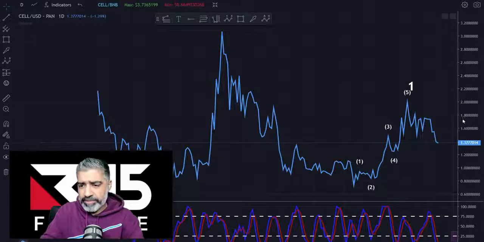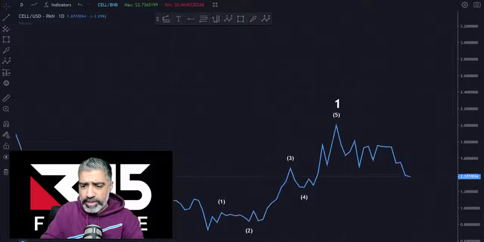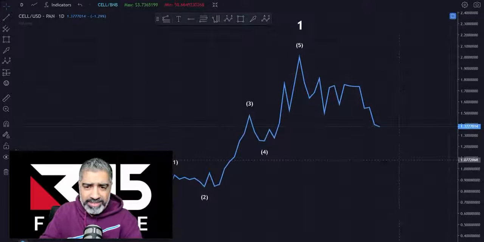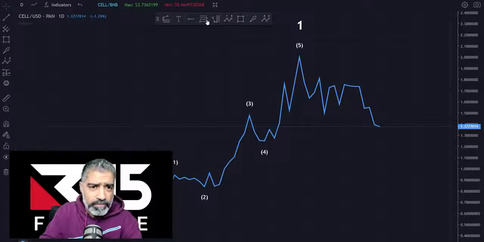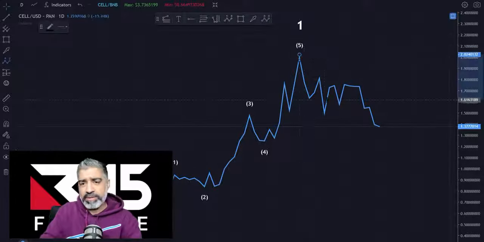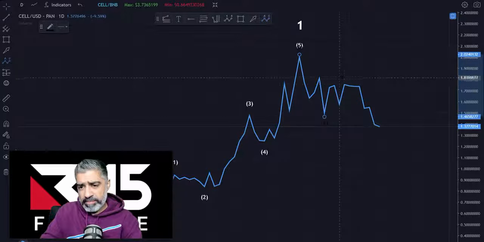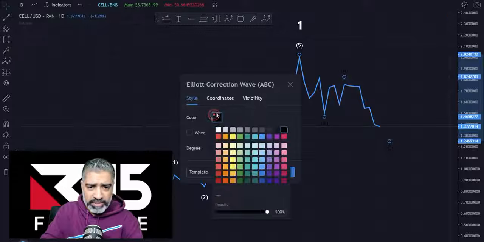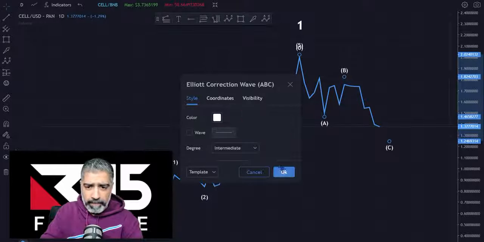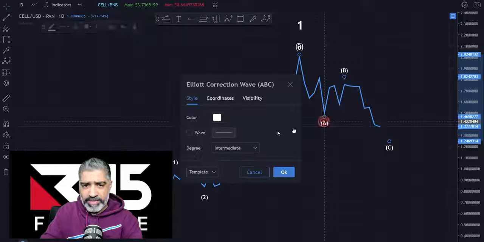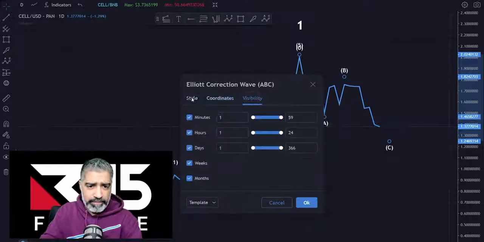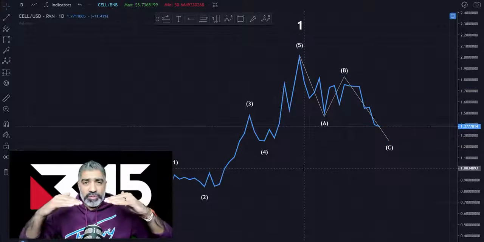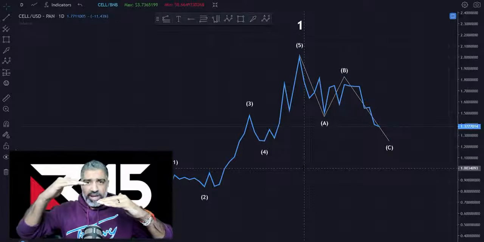So now when we're looking at this, again, we're using Dex tools, what I'm seeing here is a potential ABC correction. So we've got this A, we've got this B, and it looks like we're forming this wave C. Again, I'm just going to change the color. Right, and let me just draw it like this so you can really clearly see it. Right, a potential ABC. But remember, there's always a count 1 degree above and 1 degree below.